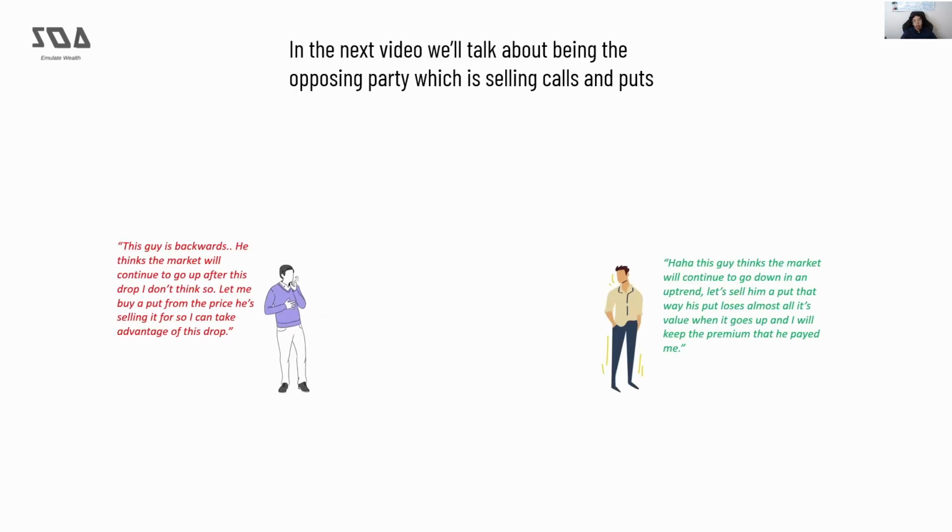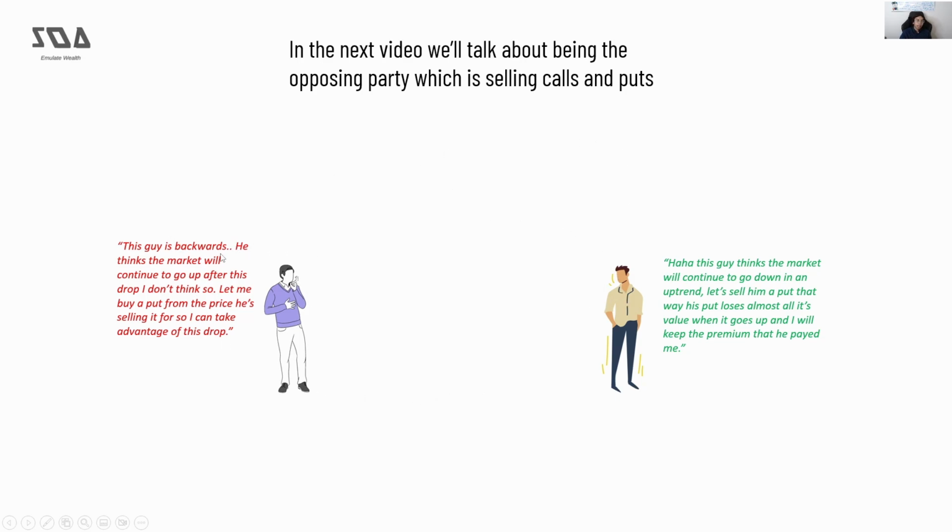In the next video, we'll talk about the opposing party, which is selling those calls and puts. This is very similar to what goes on in options every single day. There's only two people in options, and maybe a few other people like market makers, but there's really only two people. One is the broker, of course, but two is, one of them is the buyer and the other one's the seller. Let's say that these are puts.